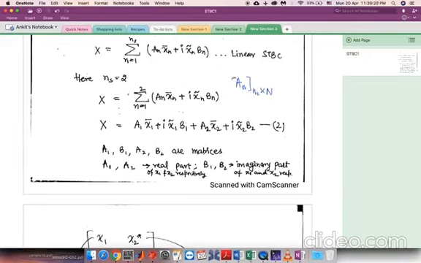So here an would be a 2 cross 2 matrix and bn will also be a 2 cross 2 matrix. This a1 is 2 cross 2, b1 is 2 cross 2, a2 is 2 cross 2, and b2 is also 2 cross 2.